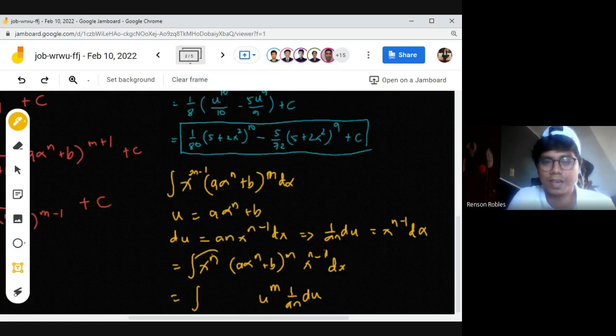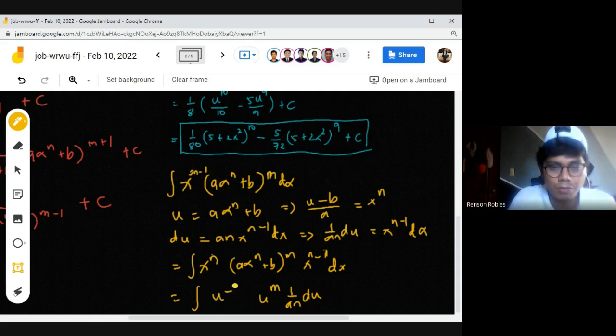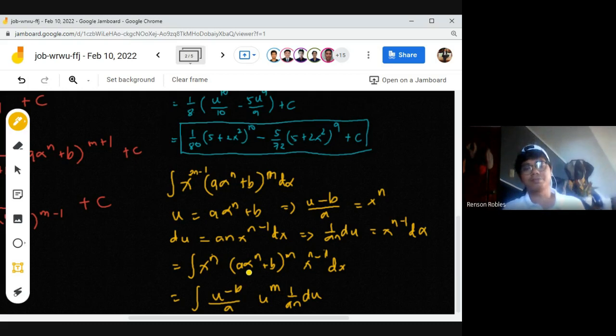And then we need to have x raised to n in terms of u. And you get it from here. So you'll have u minus b, positive b, throw it on the other side. Then you divide it by a, and that is your x raised to n. Okay? So you have u minus b all over a. And everything now is written in terms of u. You have 1 over a n, then this is a, and then you can just throw them out.